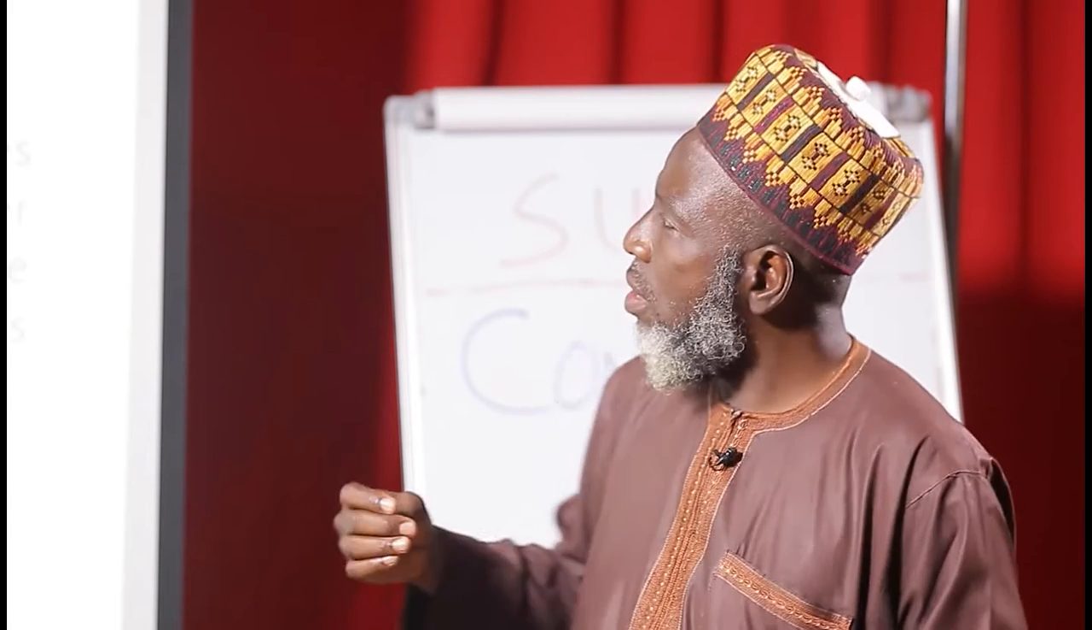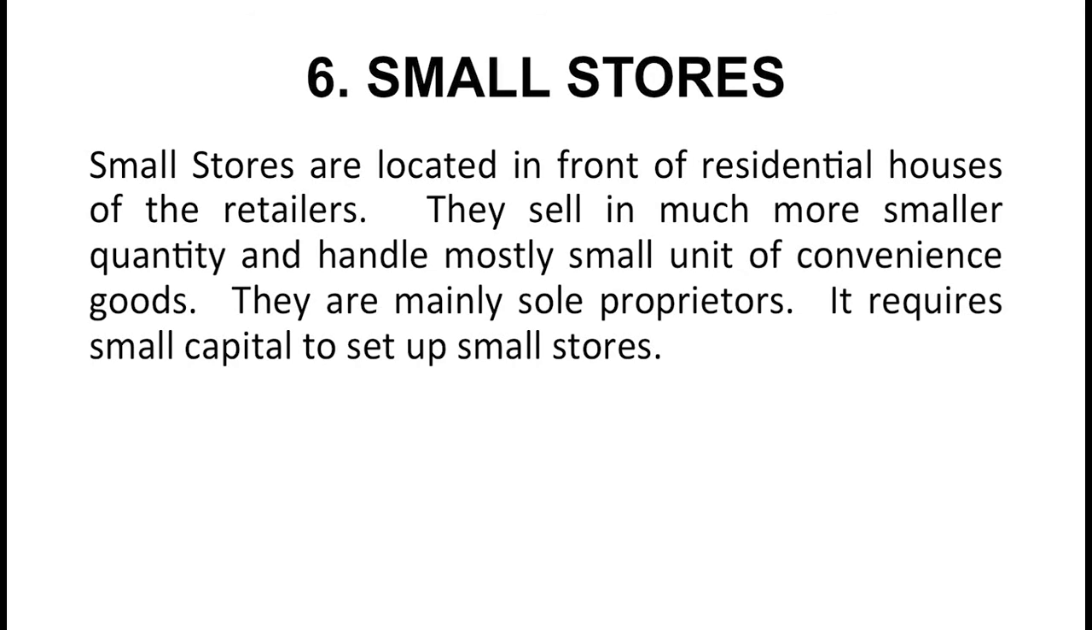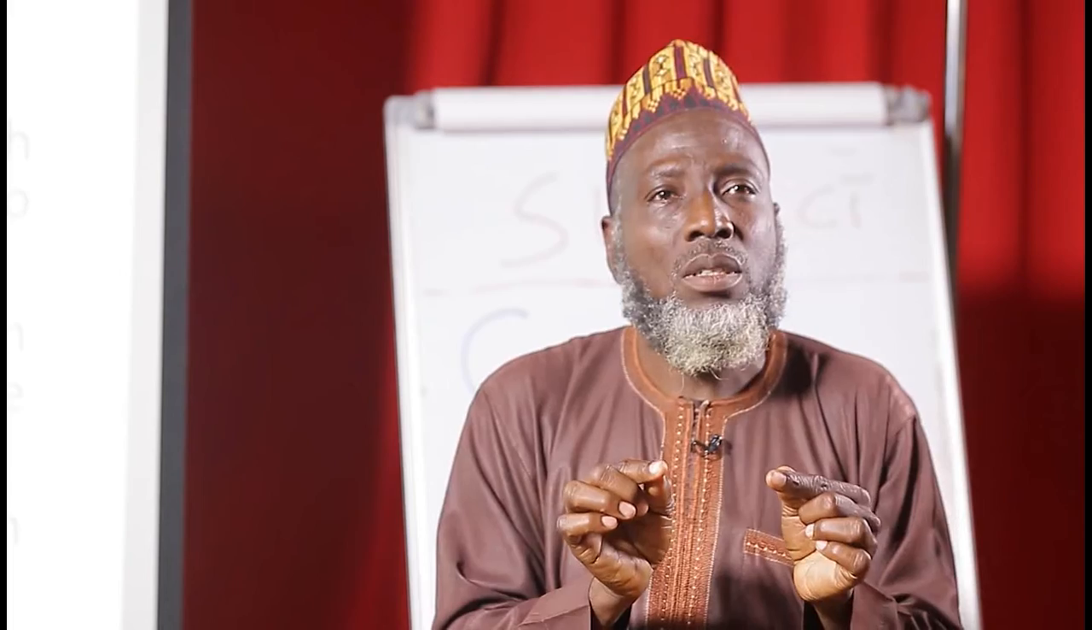Then we go to the last one, which is small stores. They are located in front of residential houses of the traders. They sell in much smaller quantity and mostly handle small units of goods for convenience. They are usually sole proprietors, and it requires a small amount of money to set up small stores. It's just a small place where people operate their business. Somebody can even use his house to just build a structure that people can be buying through a window.